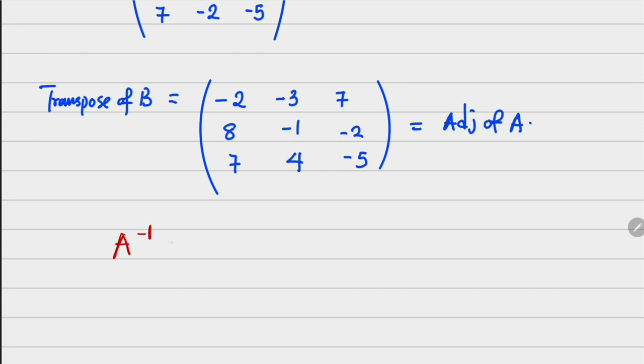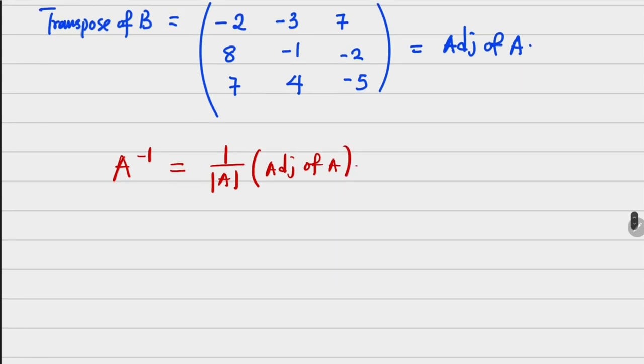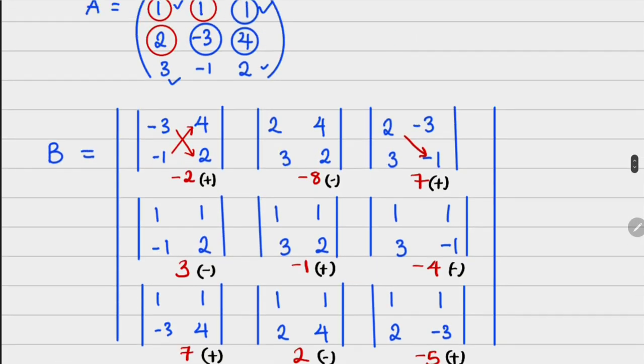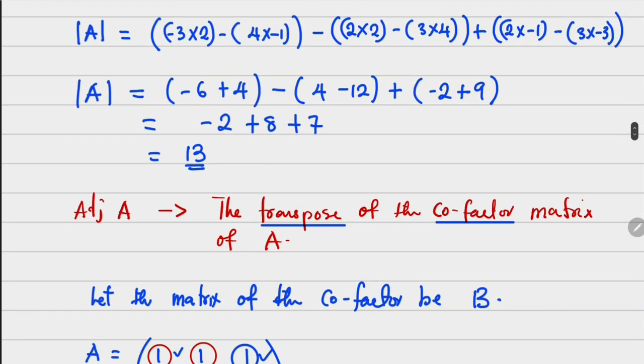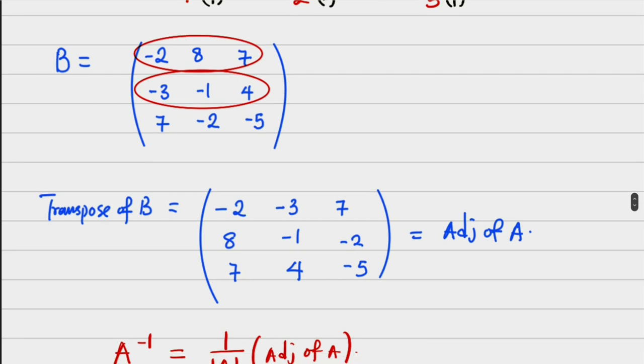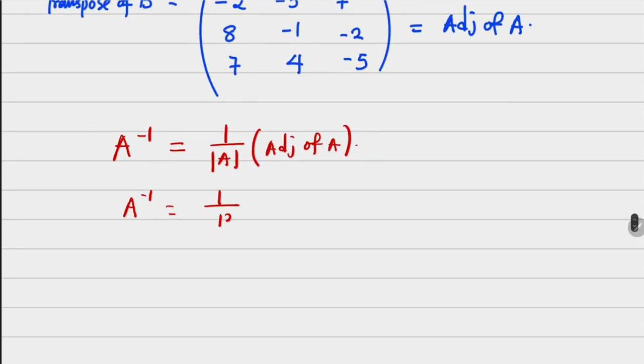Now A inverse will be equal to 1. Remember, let me write the formula so that you won't forget. Then into the adjoint of A. Now this A inverse will be 1 over the determinant. Don't forget, we got our determinant to be 13, I guess. Let me check. Okay, 13. Look at it here, 13. So I'm going to have 1 over 13.